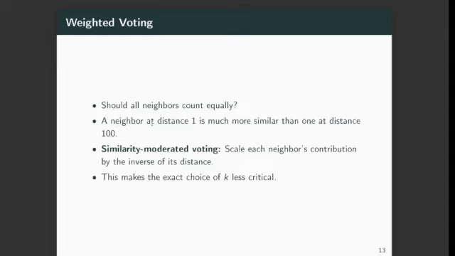Now, let's look at this question. Should all the neighbors count equally? A neighbor that is only 1 unit of distance away from you is much more similar than a neighbor that is 100 units away. So if we use weighted voting, we can scale each neighbor's contribution by the inverse of its distance. And this will cause the specific number we choose for K to be less critical, because far away neighbors will have less influence.